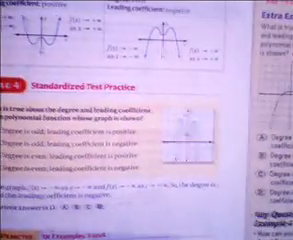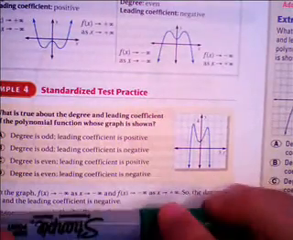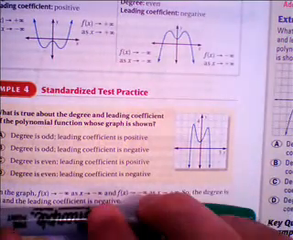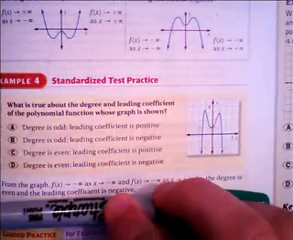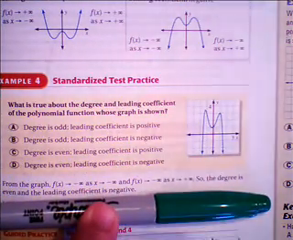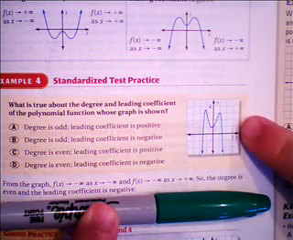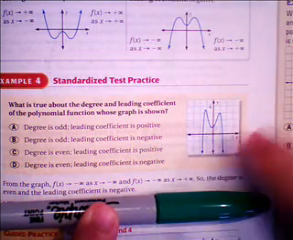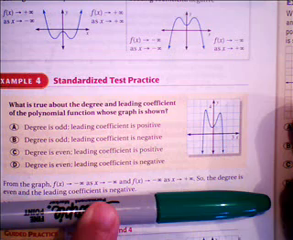Okay, so what we're going to look at is example 4 here. And mine's already got the answer down here, so I'm going to cover it up here. It says, what is true about the degree and the leading coefficient of the one where the graph is shown here? So what we have to look at is the ending and beginning behavior.